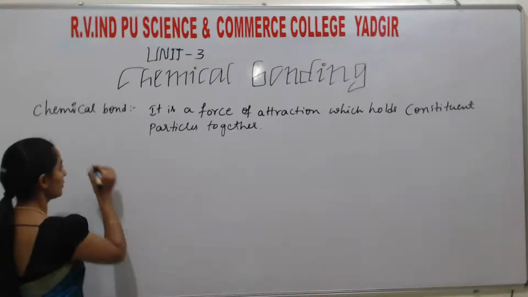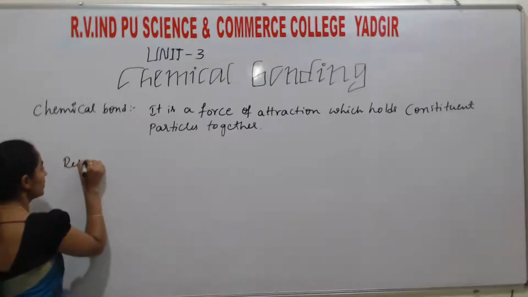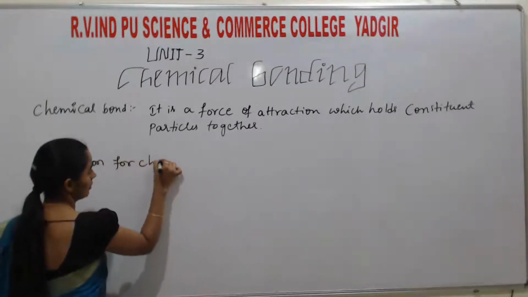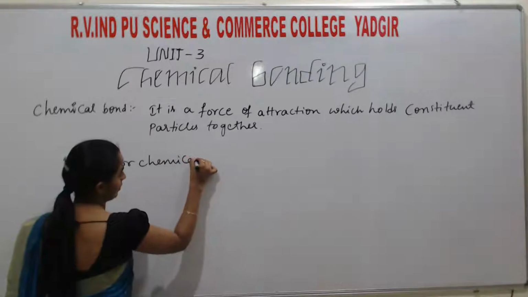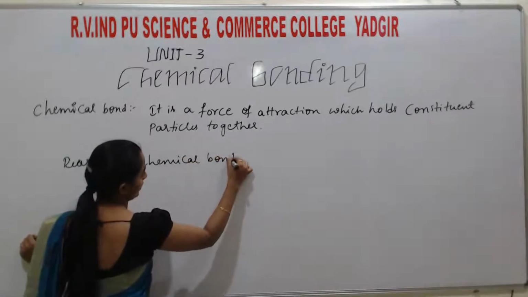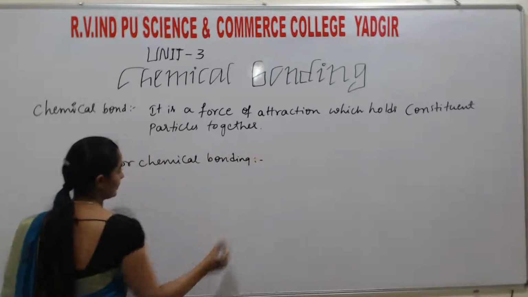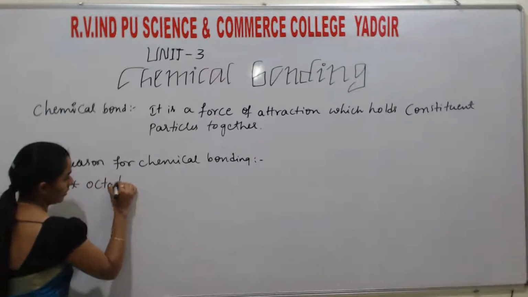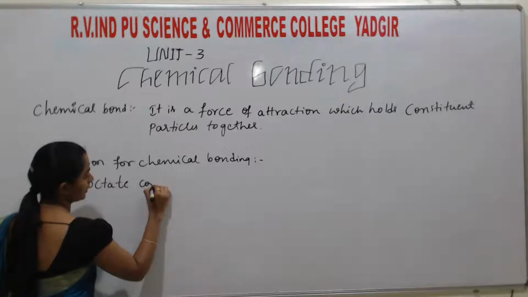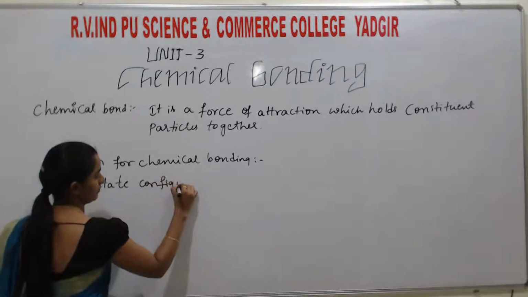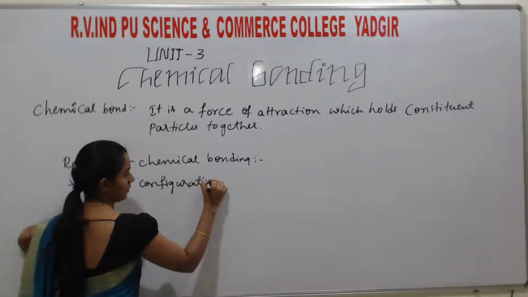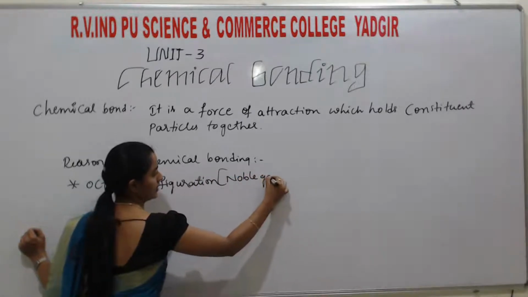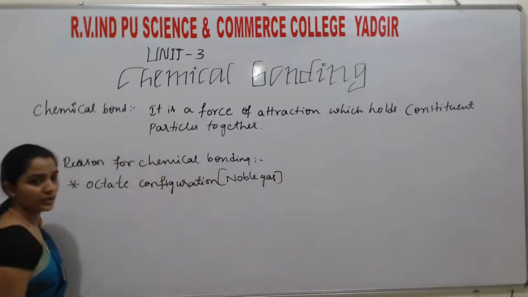Why does each and every atom want to form a chemical bond, or hold constituent particles with each other? The reason for chemical bonding: first, important students, atoms have to attain octet configuration. Octet configuration means noble gas configuration.